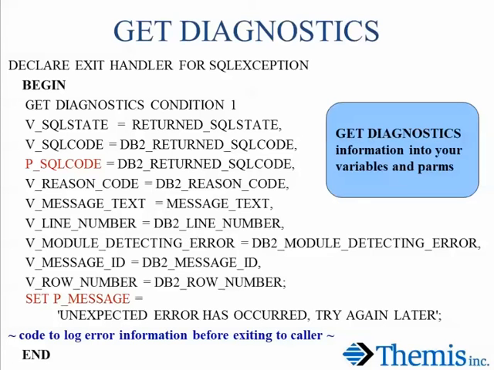Then I'm going to set for the caller a comment: unexpected error has occurred, try again later, or report condition to, etc., etc. Then I need to know where I am going to log that error information before I exit to the caller. So that code would follow the GET DIAGNOSTICS down in here.